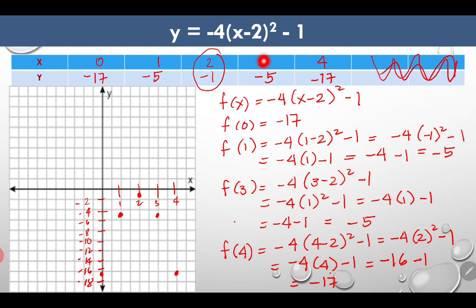Okay? And then, connect the dots. Okay. So, basically, it's like that. So, there you have it. The graph. So, the graph of the quadratic function negative 4 times quantity x minus 2 squared minus 1. So, as you can see, a is negative, which is negative 4. The parabola opens downward.